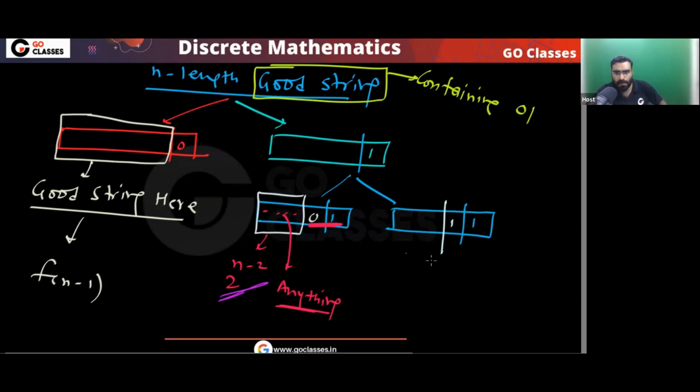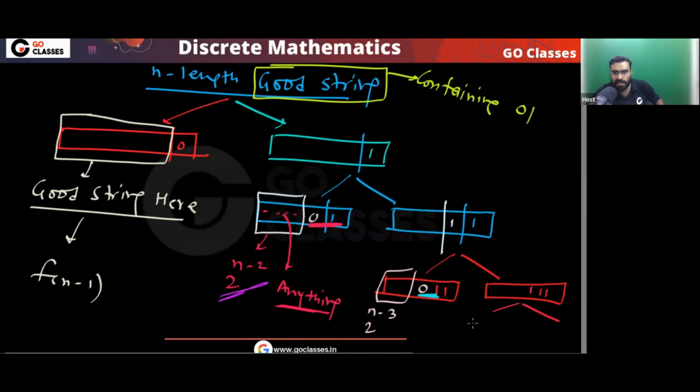So what will I do? Again, I got the same situation. Again, I will do like this. I already have 1, 1. Now I will consider if you have 0 here. If you have 0 here, then you will get 2 power n minus 3, because you already got 0, 1. But if you have 1 here, then again the same story will continue.